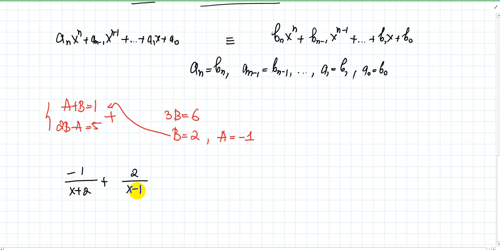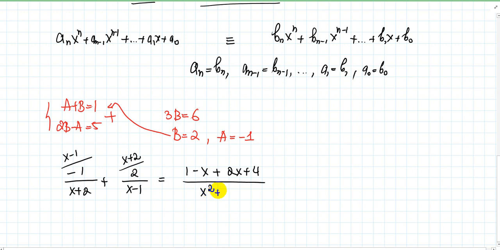So let's just check it quickly. Let's sum these two fractions, okay? If you sum this, what will you have? So give the common denominator. We need to multiply the first term by x minus 1 and the second one by x plus 2, right? So we're going to have 1 minus x plus 2x plus 4, since 2 multiplied by x plus 2 is 2x plus 4, divided by x squared plus x minus 2, okay? So on the numerator we have x plus 5, and on the denominator we'll have x squared plus x minus 2.